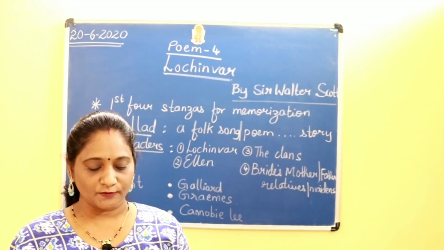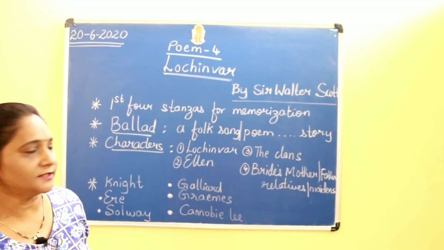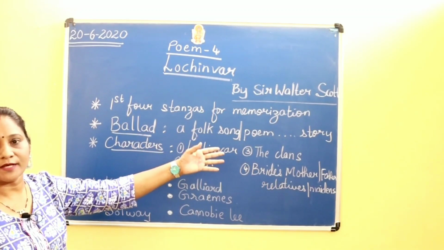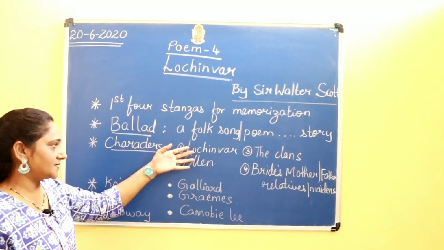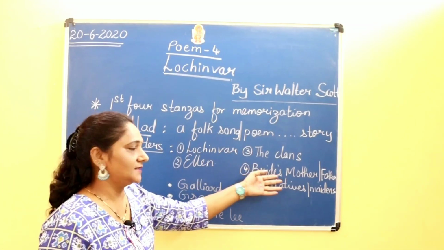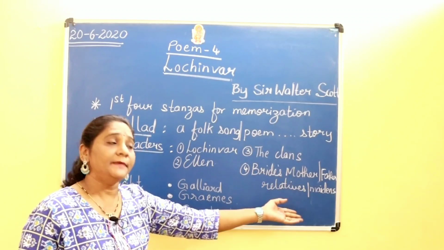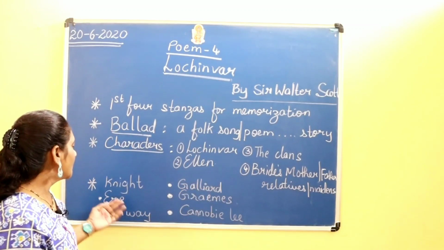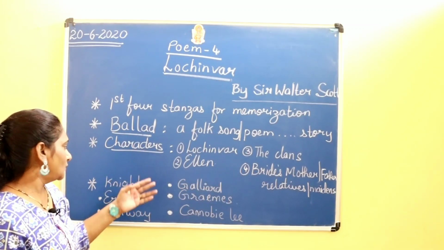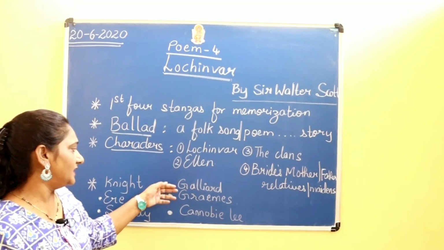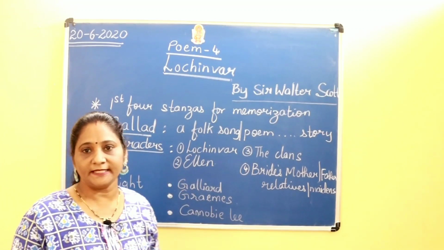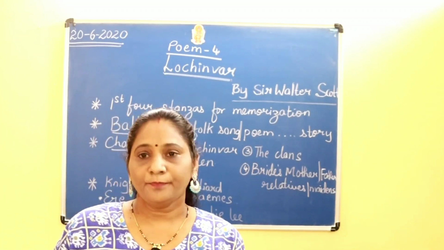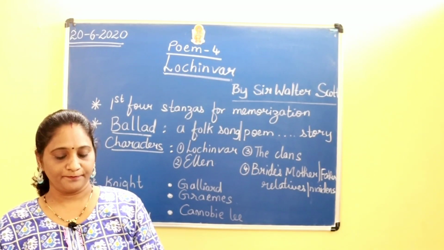Hope you all have understood the summary of the poem, children. So here are the first four paragraphs for memorization. A ballad is a folk song, as I have explained it. There are the characters like Lochinvar, Ellen, the clans, and the bride's mother, father, relatives, maidens, who all had come for the kids and the kinsmen. So we have the new words like knight, ere, solve, galliard, Graemes, Cannobie. These are the new words which we happen to see in the poem. Hope you have understood the poem.